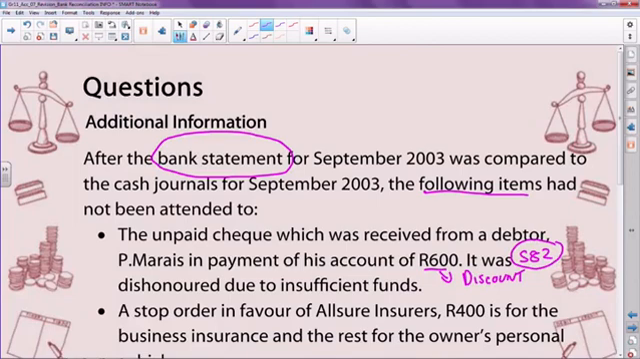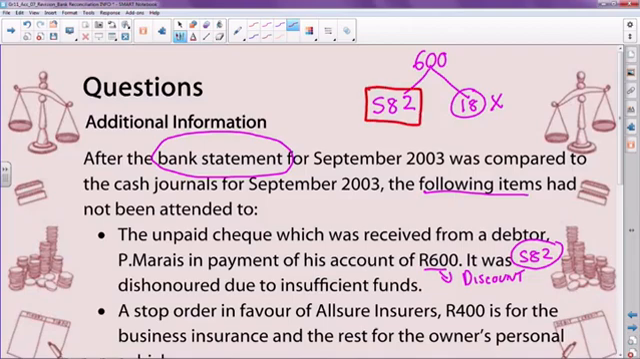So I'm just going to write it down here for you. He owed the business 600 Rand. He paid us 582, which means we obviously gave him a discount of 18 Rand. Now remember that discount needs to be cancelled. However, because you are only doing a bank recon, I am not interested in the 18 Rand. If I was completing financial statements, then I would take this into account. So what am I only interested in? I'm only interested in this unpaid check.